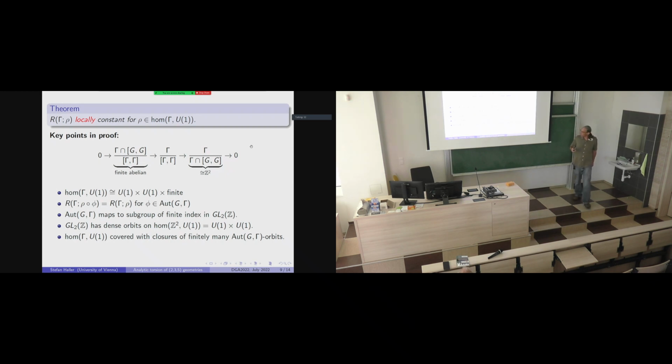And a little last piece of analysis tells you that this relative torsion will depend continuously on rho. Actually, it's going to be smooth in rho. So this relative torsion is constant along the orbits. By continuity it is constant along the orbit closures, but our space is covered with finitely many orbit closures, and then it follows that it's locally constant. So this is the reasoning here.